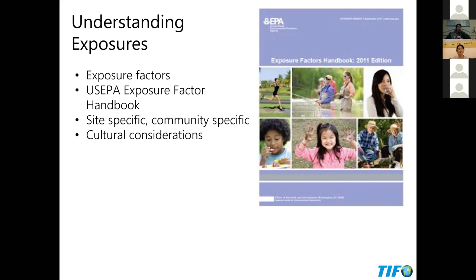So we have to take all of these into consideration, and we have exposure factors to try and help estimate that. But we often have to adjust them or make professional judgment decisions based on certain criteria and cultural considerations. That comes into play, especially with food. There's a huge variety in terms of how much food people eat and what types of food people eat. And those are important considerations when we're doing our risk assessment.